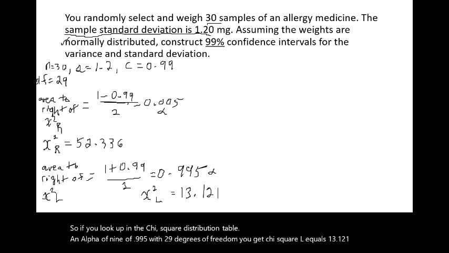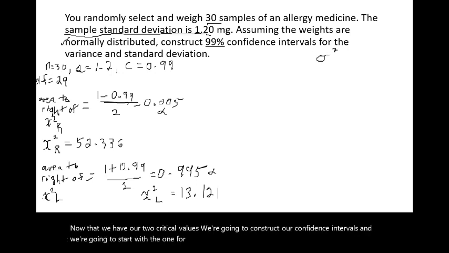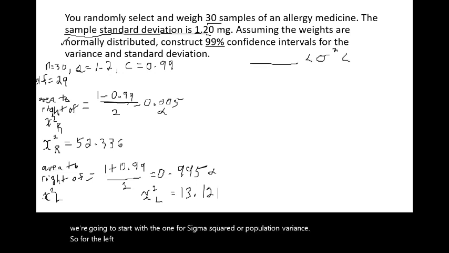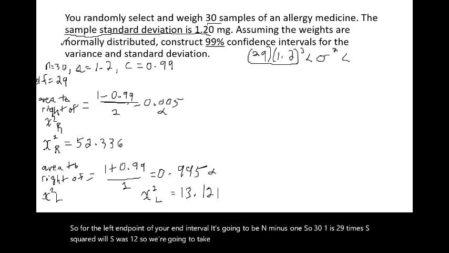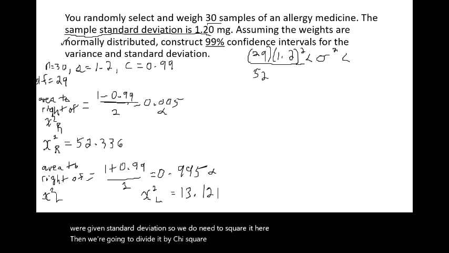Now that we have our two critical values, we're going to construct our confidence intervals, and we're going to start with the one for sigma squared, or population variance. So for the left endpoint of your interval, it's going to be n minus 1, so 30 minus 1 is 29, times s squared. Well, s was 1.2, so we're going to take 1.2 and square it. We were given standard deviation, so we do need to square it here. Then we're going to divide it by chi-square R, which was that 52.336.